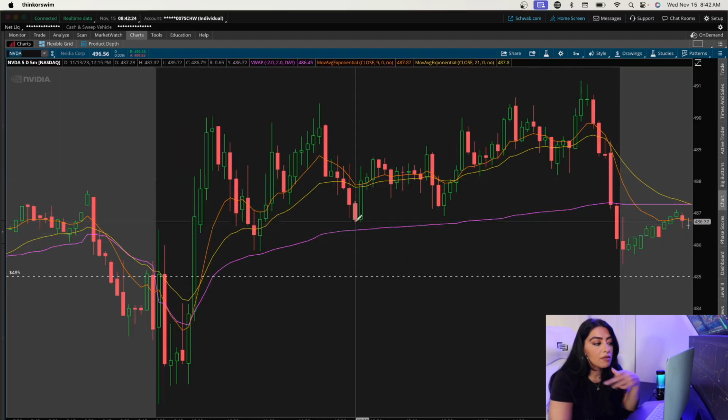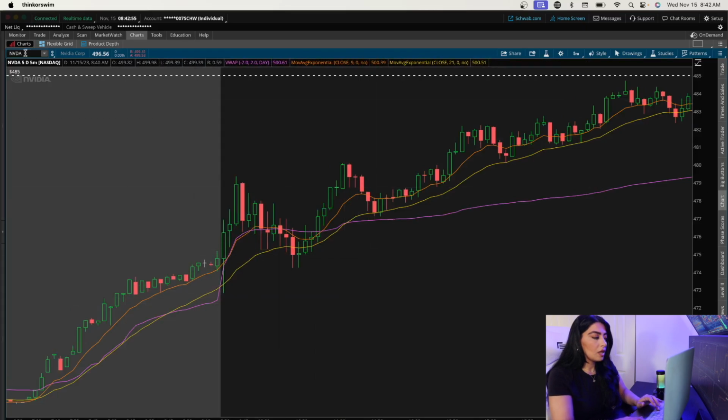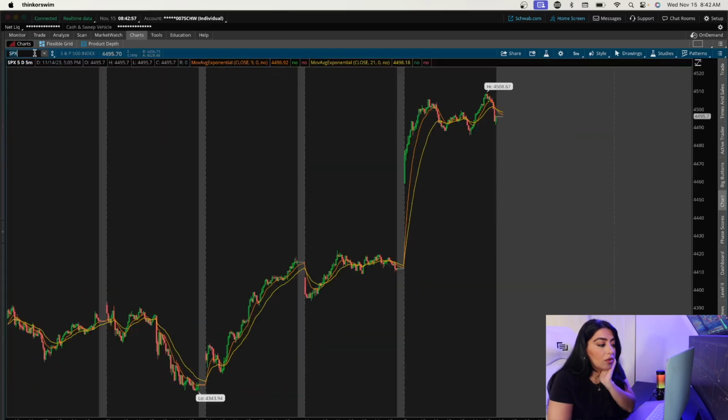If it did break its VWAP, because it touched VWAP twice, if it did break VWAP, it would have been a significant scalp to the downside. That would have been a good play to take. Okay, but as long as it is trending like this, usually signifies a choppy day. If you don't see significant trend above or below its EMAs or above or below its VWAP, usually signifies that it's choppy.